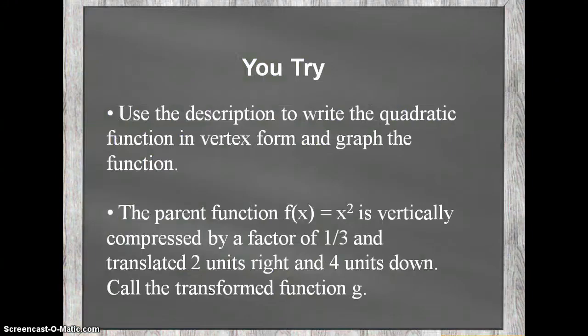So for your u-try, you're going to do the exact same thing, and your parent function again is f of x is equal to x squared, and the transformation is vertically compressed by a factor of 1/3 and translated 2 units to the right and 4 units down. You want to call the new transformed function again g. Please make sure you show all of your work at all of your steps, trying to copy those that I did. I would suggest in your notes that you write it out step specific, so step 1, step 2, step 3. Okay? If you have any questions, please bring those into class.